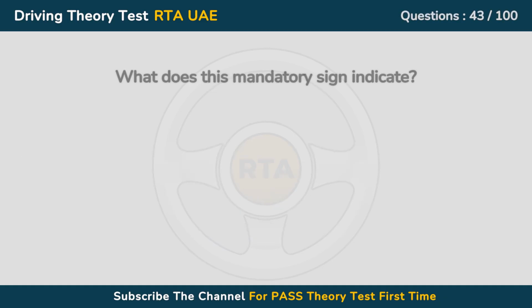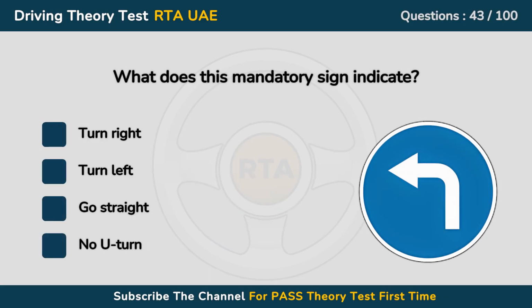Question 43. What does this mandatory sign indicate? A. Turn right. B. Turn left. C. Go straight. D. No U-turn.